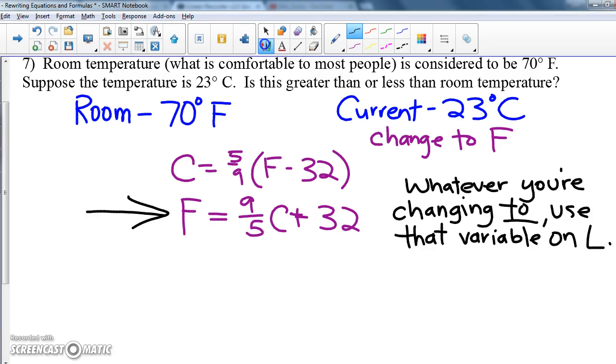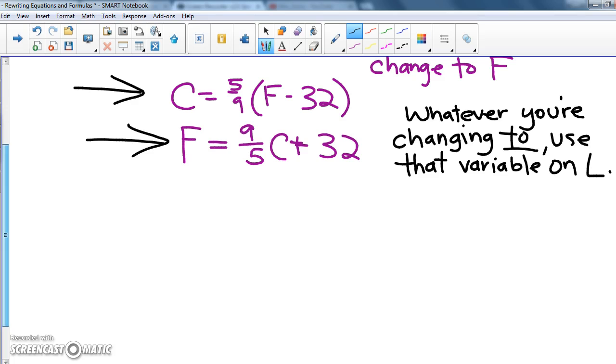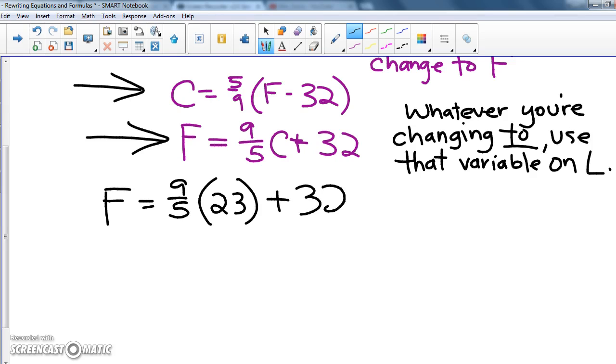Okay, so you may be asking, do I have to memorize both of these formulas? You don't have to. I mean, you definitely need one of them, and then you can move stuff around to get the other one. Could you actually use this first formula here to solve this problem? Yeah, you could, because you could change the room one to Celsius. Either way is fine. So we're going to use the bottom one. So I have Fahrenheit equals 9/5 C plus 32, and the current temperature is 23 degrees Celsius. So what I do, F equals 9/5, put the 23 in here because that's my Celsius, plus 32.